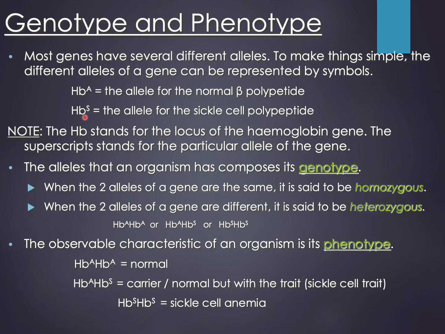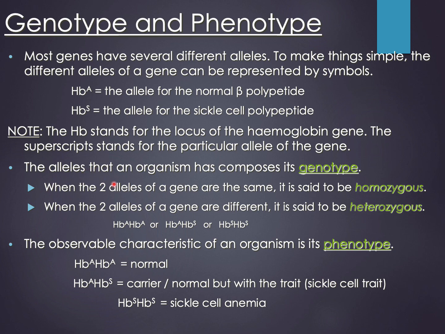If there's the HB that's raised to the S, then the allele is going to represent sickle cell polypeptide. The HB is going to stand for the locus on the hemoglobin gene. The superscripts stand for the particular allele of the gene. The alleles that an organism has compose its genotype.